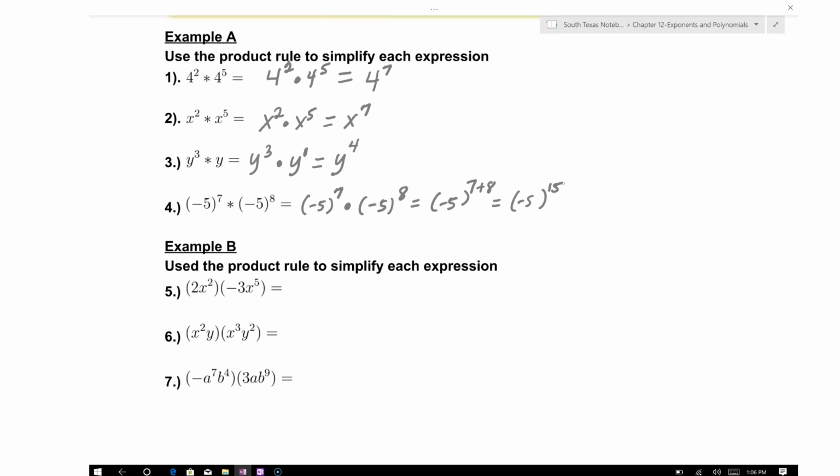For example B, we're going to use a product rule to simplify each expression, just like we did in example A. So what we're going to do is first multiply the integers. So we have 2 times -3, which is a positive times a negative, gives you -6. And we have x to the 2nd times x to the 5th. So we're going to have -6, and since we have the same base, we're going to go ahead and add the exponents. So we have x raised to the 7th power.